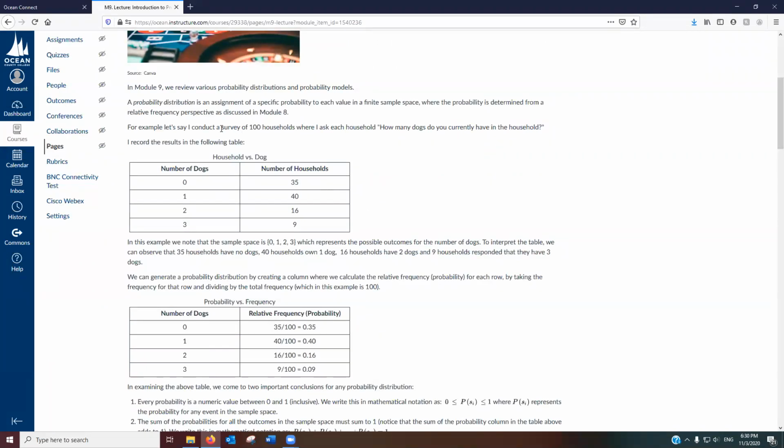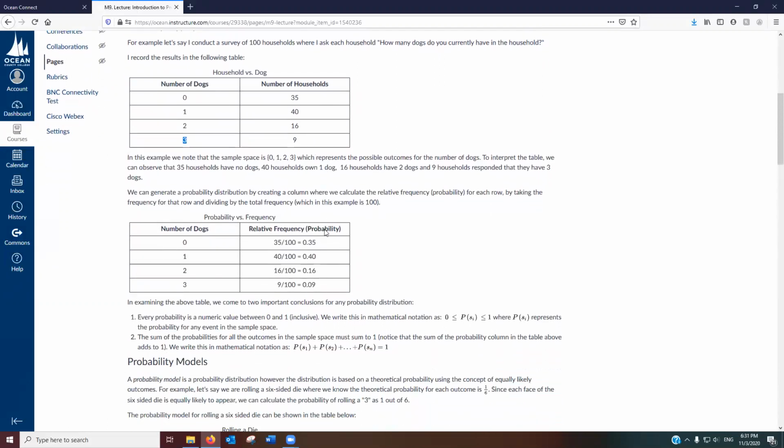Let's say I go out and survey 100 households, and I ask the question, how many dogs do you have in your household? So I get the answer. Some families say 0 dogs, other families say 1, other families say 2, a few families had 3 dogs. All right, well, here's the frequency table, because I counted up the frequency for how many families own each number of dogs. I want to generate a probability distribution.